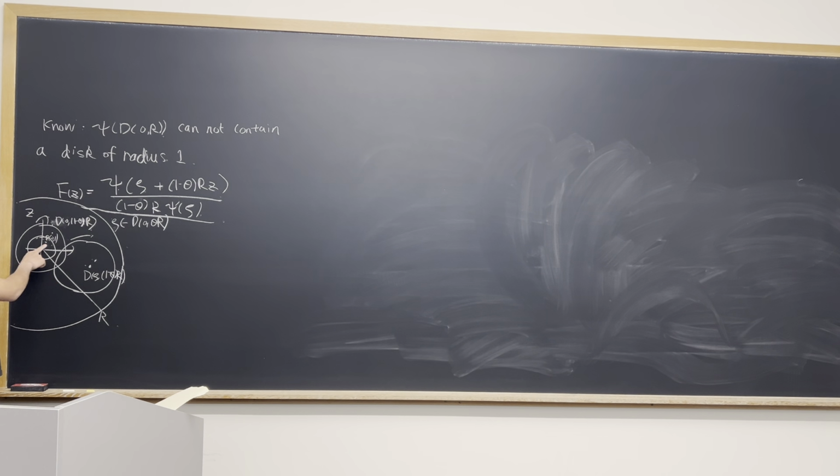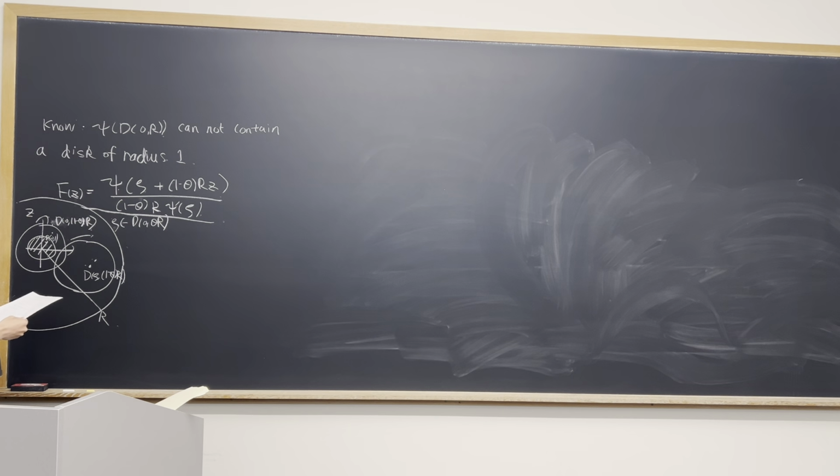We want to show that this image under Fz cannot contain a disk of radius. Oh, okay. I think it's really straightforward, right?